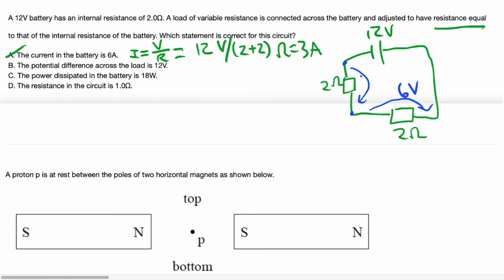6 volt here, 6 volt here. You can also calculate that because you know the current here is equal to 3, and here has a resistance of 2, so here is equal to 6. So B is also wrong.